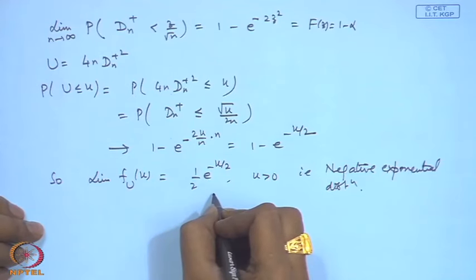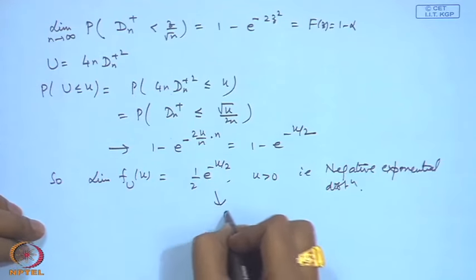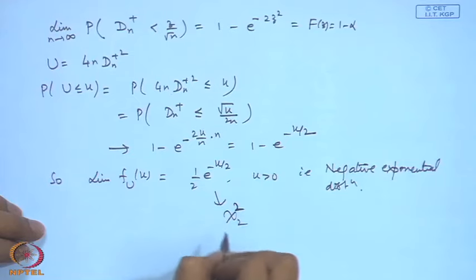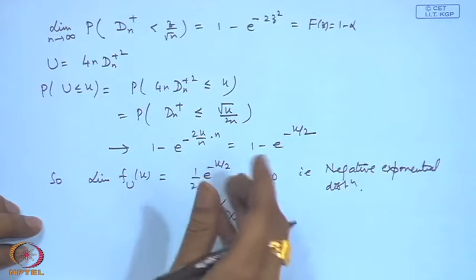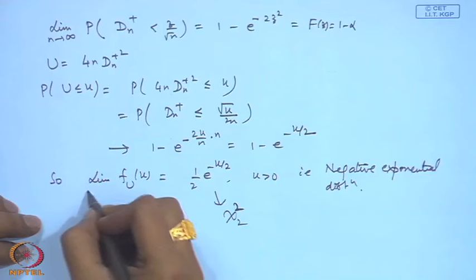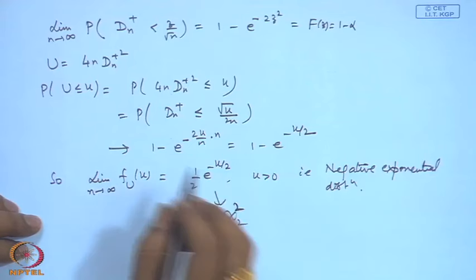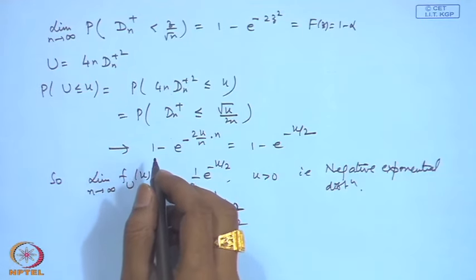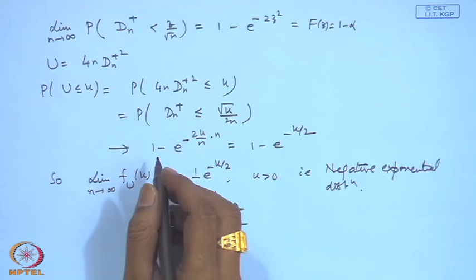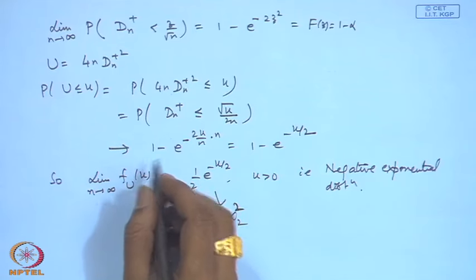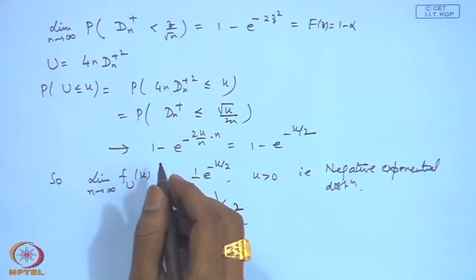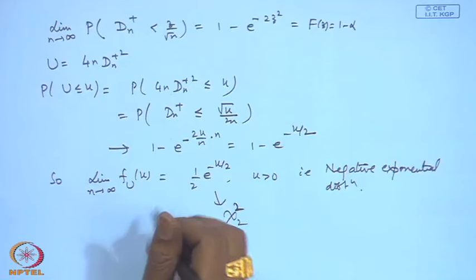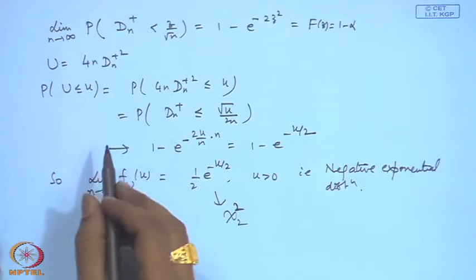Which can also be said to be the chi-square distribution on 2 degrees of freedom. Of course, since it is a negative exponential distribution, the percentage points of this can be easily calculated, and we can express the test in terms of this also. So an asymptotic test and an asymptotic confidence interval can be obtained in terms of this.